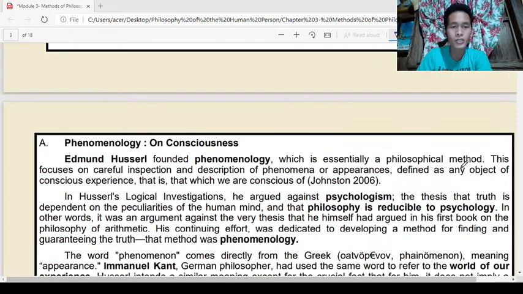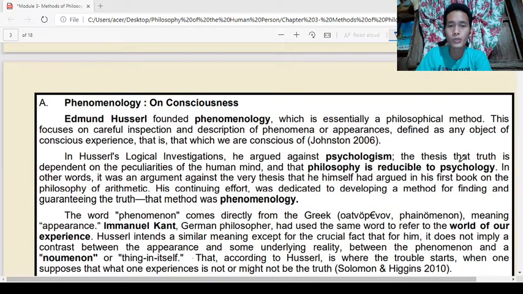In Husserl's Logical Investigations, he argued against psychologism. So si Edmund Husserl, in founding his phenomenology, or this phenomenology as philosophical method, he argued against psychologism. What is psychologism? It is the thesis that truth is dependent on the peculiarities of the human mind. That means philosophy is reducible to psychology. So, Edmund Husserl, in his book Logical Investigations, argued against psychologism.